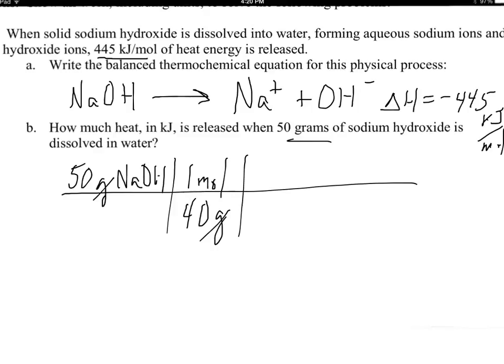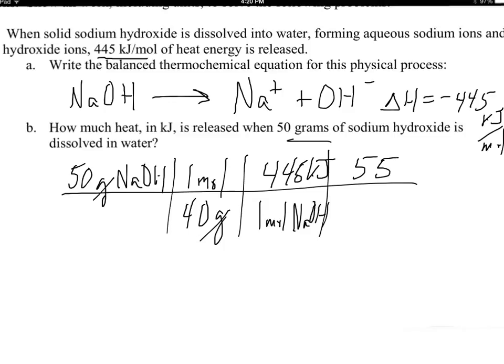And then the last thing is just looking at the ratio, right? 1 mole of NaOH, when dissolved, produces 445 kilojoules of energy. So, we're just taking 50, dividing it by 40, and multiplying by 445. And that value is going to come out to be approximately 556.75, something like that, kilojoules of energy. So it's just something as that.